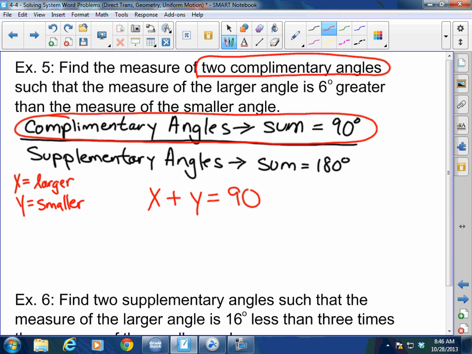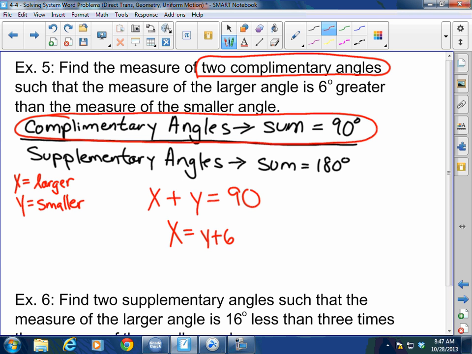Awesome job. So now, we know that the angles are complementary, so X plus Y is 90. But now they say that the larger angle, which we called X, is 6 degrees greater than the measure of the smaller angle. So it's 6 degrees greater than Y. But if you don't know that first equation, X plus Y equals 90, this can get very confusing, okay?